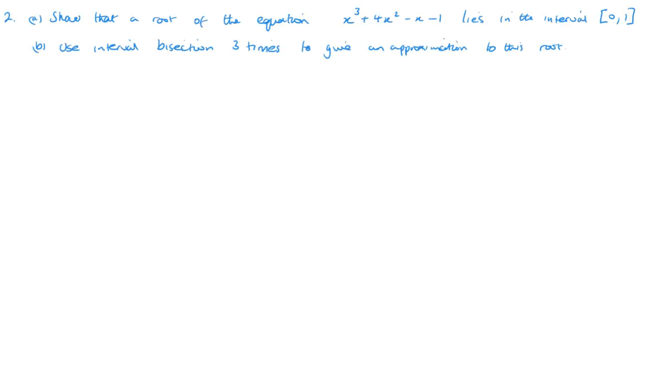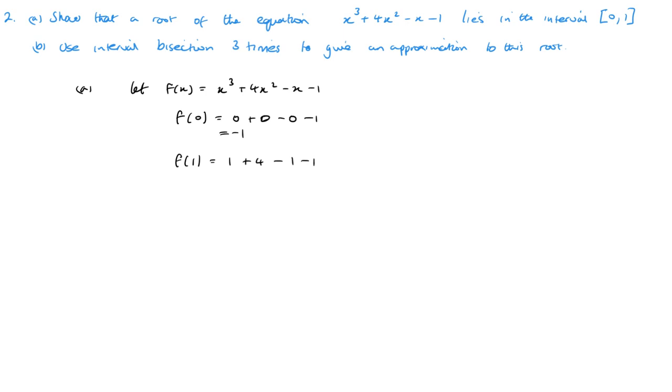Okay. So, first part, show that a root of the equation lies in the interval 0 and 1. So, let f of x equals x cubed plus 4x squared minus x minus 1. So we just do this for terminology, then we can do f of a number and substitute it in. Okay, it's a good way of setting things out. So f of 0, first of all, we've got 0 plus 0 minus 0 minus 1. So it's minus 1. And f of 1, we've got 1 plus 4 minus 1 minus 1. So we've got 5 minus 2, which is 3.